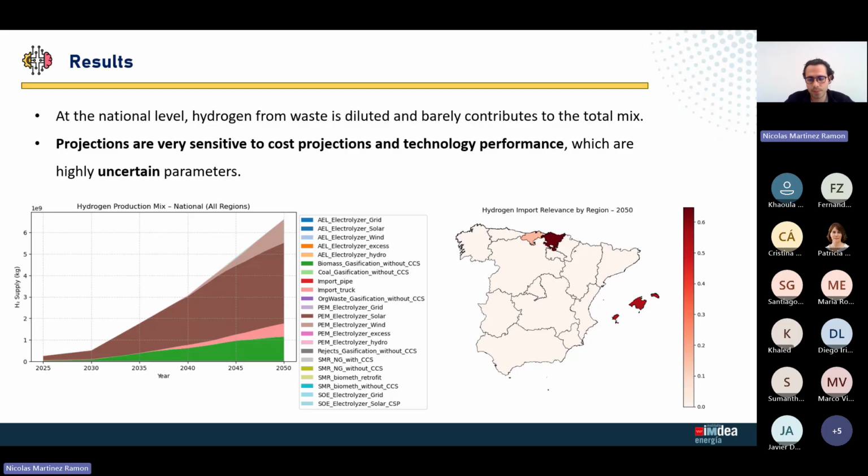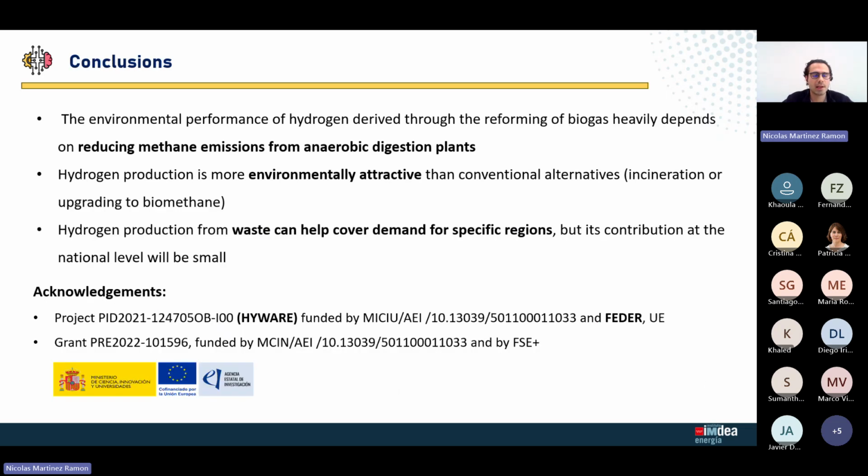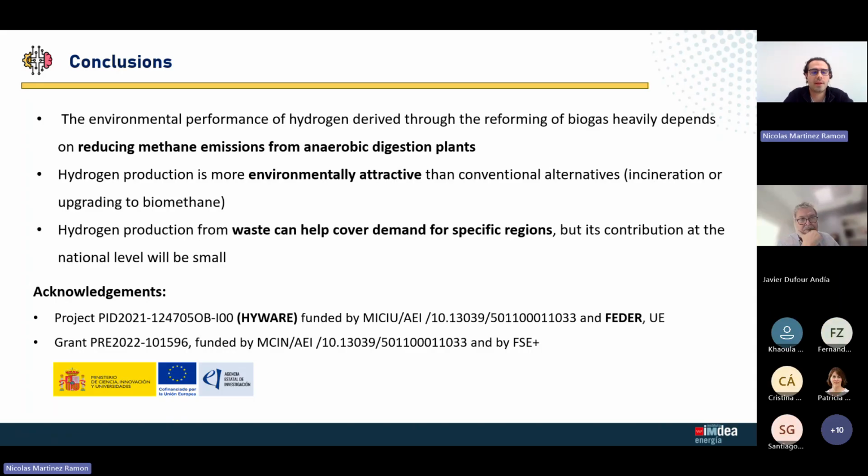And with this, I lead to my conclusions. Relating to the first study, which was the dry reforming of methane for hydrogen production, we found that the results heavily depend on reducing methane emissions from anaerobic digestion plants. We also found in the second section that hydrogen production is more environmentally attractive than conventional alternatives, such as incineration or upgrading to biomethane. And we also found in the last section that hydrogen production from waste can help cover demand for specific regions with low land availability, but its contribution at the national level, in the case of Spain, will be small.